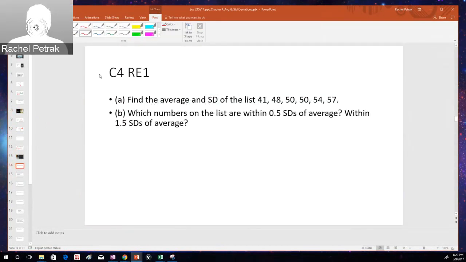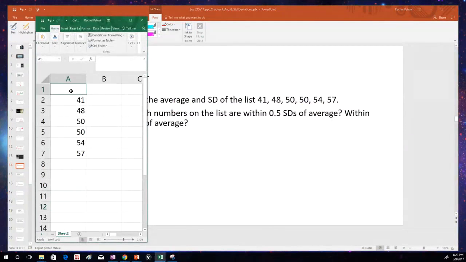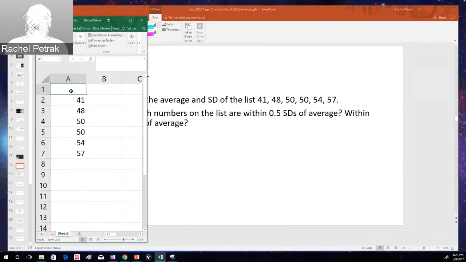So first we're going to do this first problem, and I'm going to take the opportunity to show you how to get the average and standard deviation in Excel. So if you want to follow along in Excel, I'll give you a minute to get your Excel set up so you can follow along with me. I have already entered the scores into the spreadsheet, and you should enter them in a similar way because you'll want them in the same cells that I have them here.